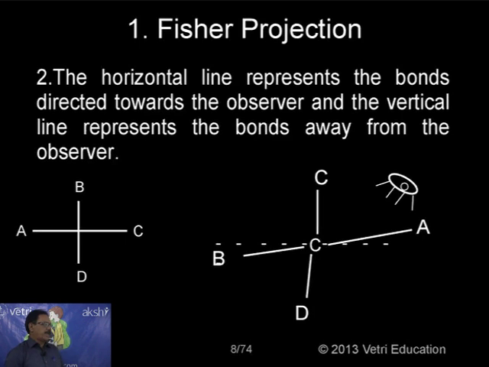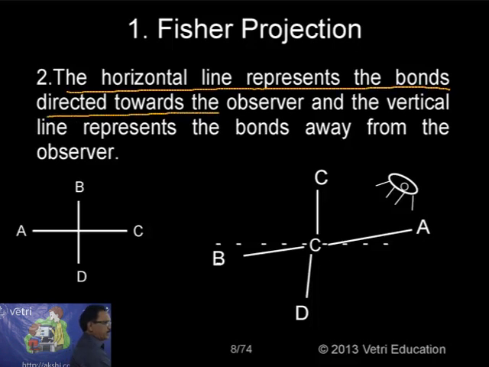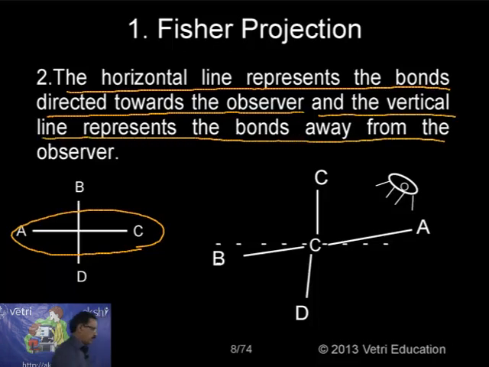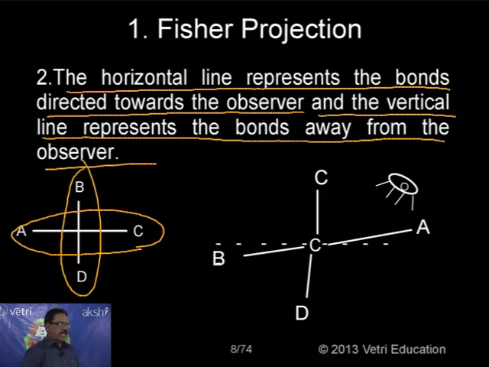Okay. Now let me explain that. The horizontal line represents the bonds directed toward the observer. This is the most important. This horizontal line represents the bonds directed towards the observer. When the observer is viewing the molecular model, the horizontal line is projecting towards the observer. And the vertical line represents the bonds away from the observer. The vertical line, B and D, is moving away from the observer when you are seeing the model. So horizontal A and C are projecting towards the observer, the vertical B and D are moving away from the observer.